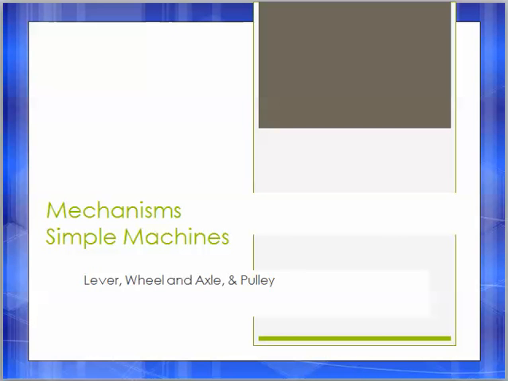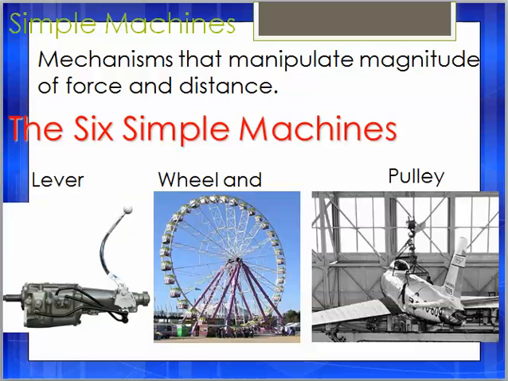Once again, the lever, wheel and axle, and pulley are what we'll be discussing today. Simple machines. There are 6 simple machines. We're just going to be covering the first 3. The next ones will be discussed later on.